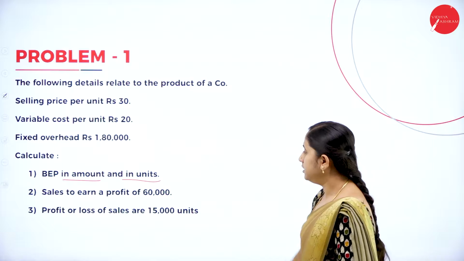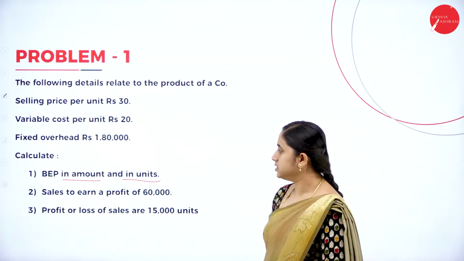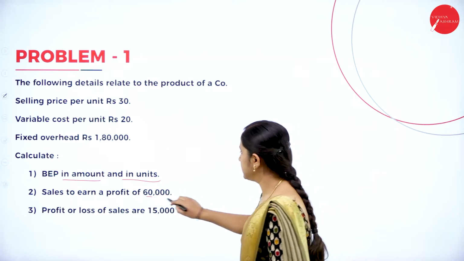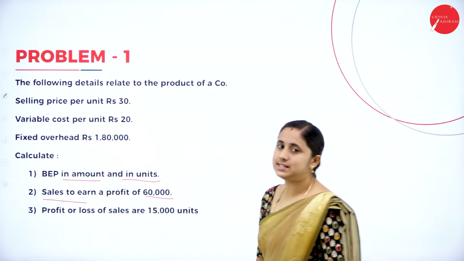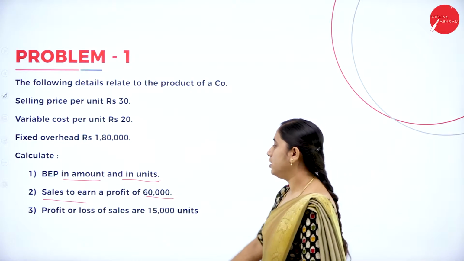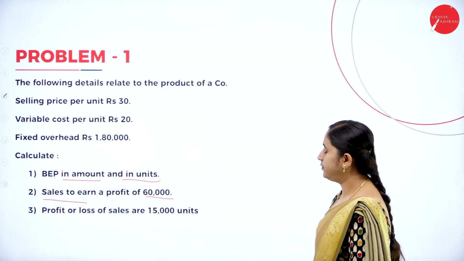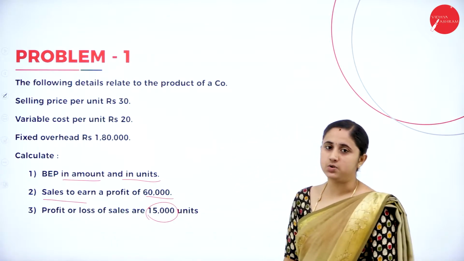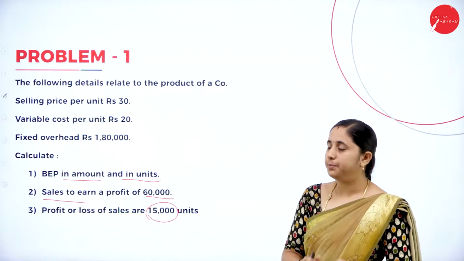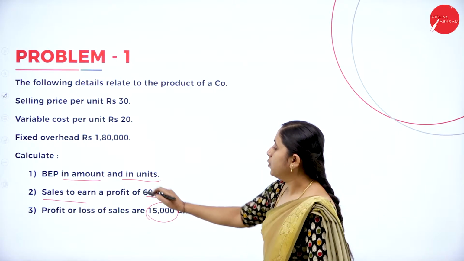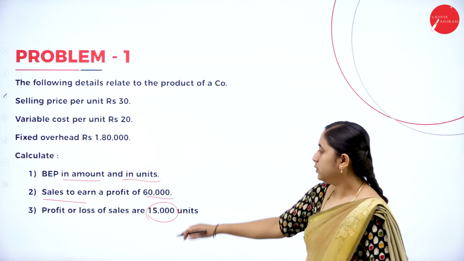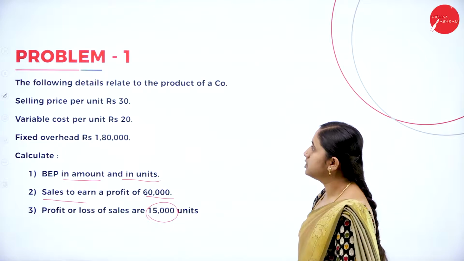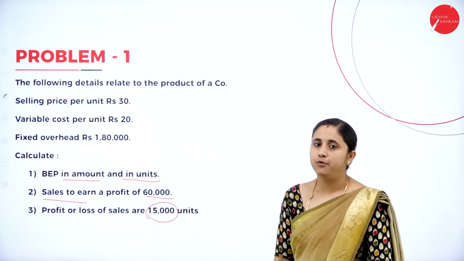Next, sales to earn profit of rupees 60,000. That means to earn the desired profit of rupees 60,000, you need to calculate the sales. Next, profit or loss at a sale of 15,000 units. That means the sales unit is 15,000. If the company sells 15,000 units, whether they earn profit or loss, you need to calculate. So before starting the solution, first you need to remember the formulas.